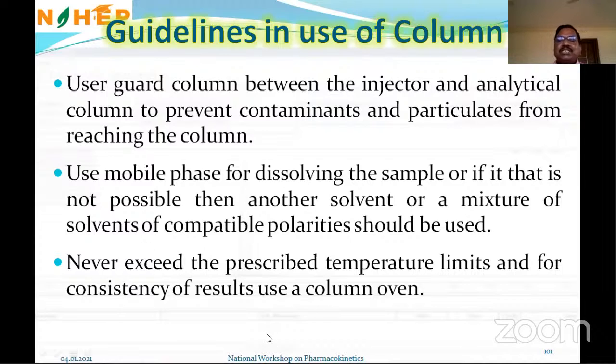Never exceed the prescribed temperature limits, and for consistency of results, use a column oven, because in our tropical area the temperature fluctuation is there. In summer the temperature is very high, and in winter the temperature is very low. So if the temperature varies, the retention time and elution time will vary. The temperature should be uniform throughout the run, and then only you will get good quality data. For that, the HPLC should be kept in an air conditioned room, and the temperature variation should not be there.